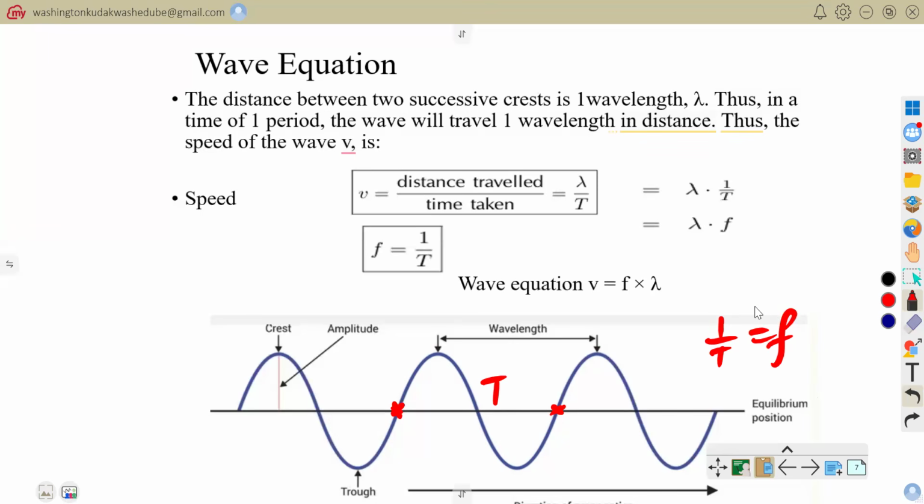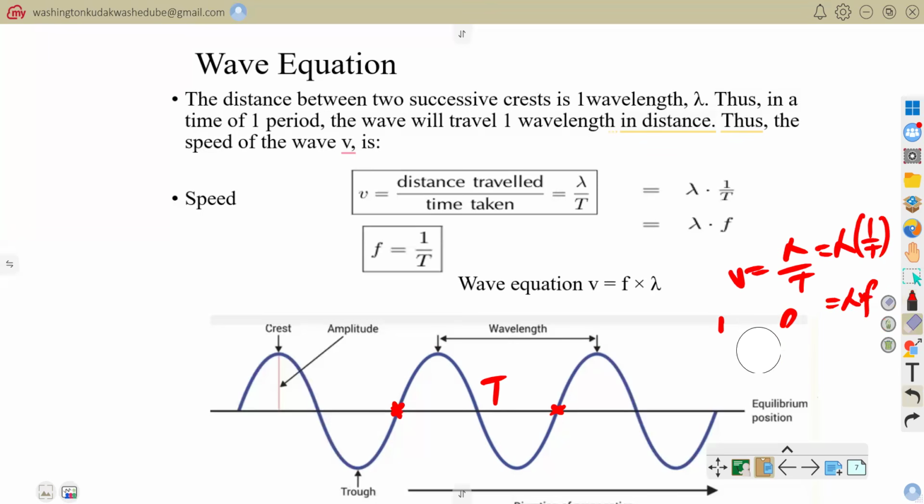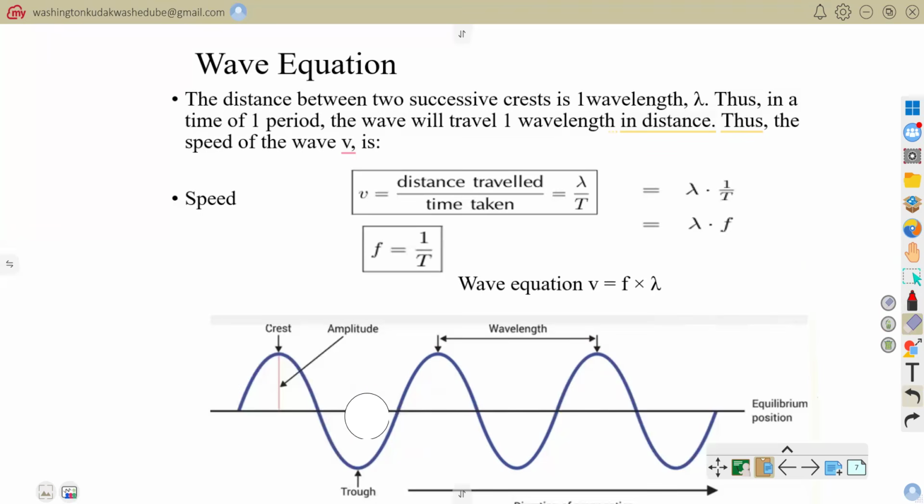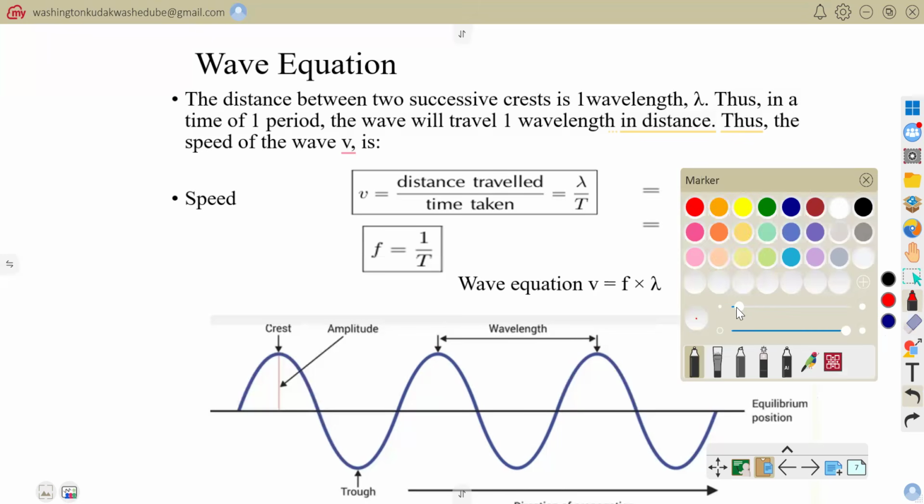And therefore, if we say our wave speed is equal to the wavelength divided by the time period, it simply gives us wavelength times 1 over T, which is our wavelength times frequency. And that becomes our wave equation, which is to say wave speed is given by the frequency times the wavelength.